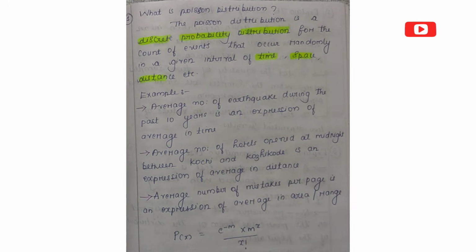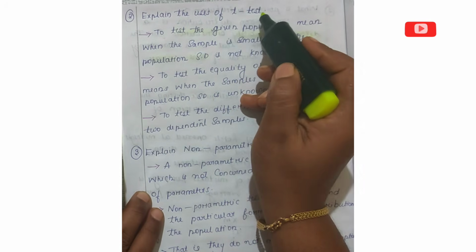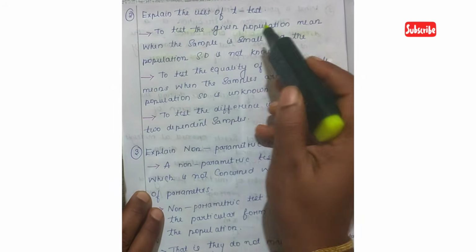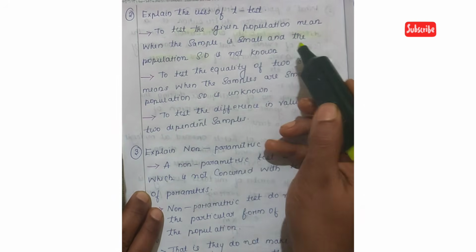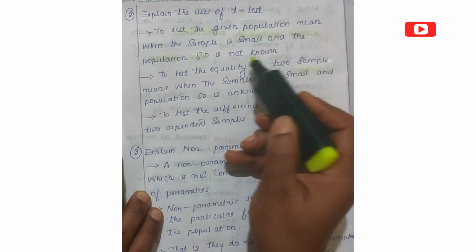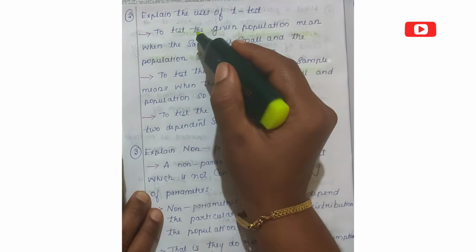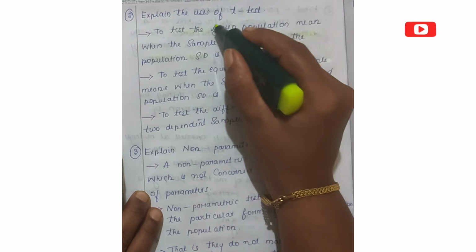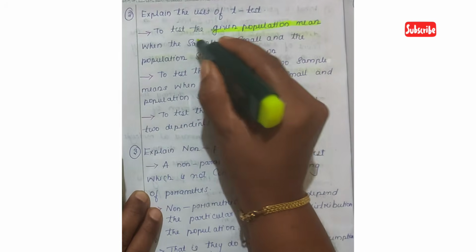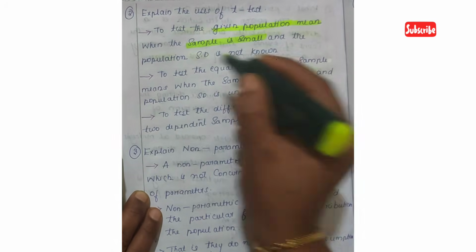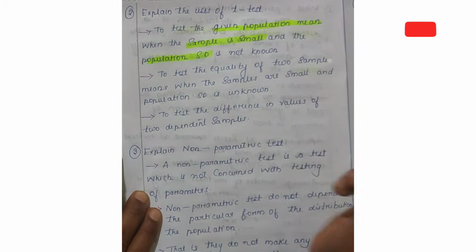So next question, explain the uses of t-test. To test the given population mean when the sample is small and the population standard deviation is not given.